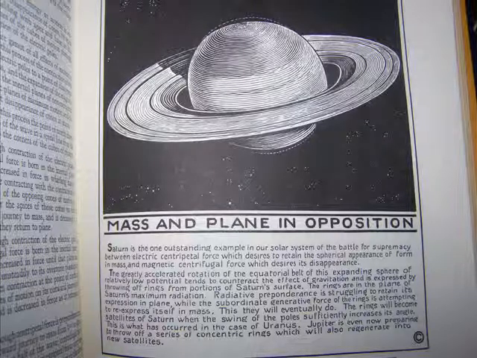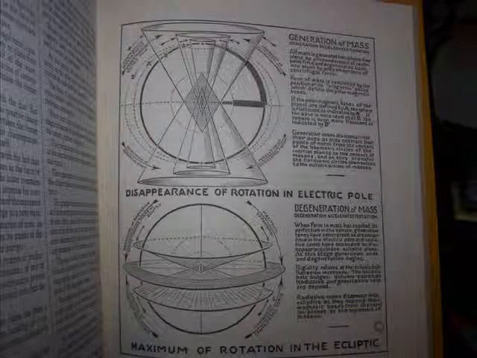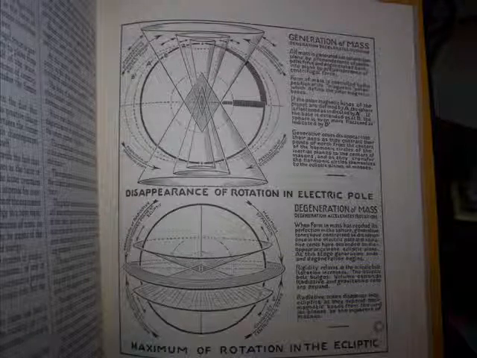Jupiter is even now preparing to throw off a series of concentric rings which will also regenerate into new satellites. Now this chart is explaining the rings of Saturn as the necessary effect of its position during the return journey from mass to plane. We have a new chart now, and I will read this page.